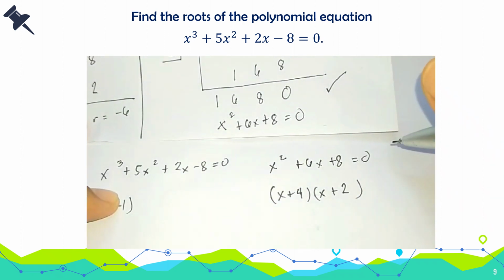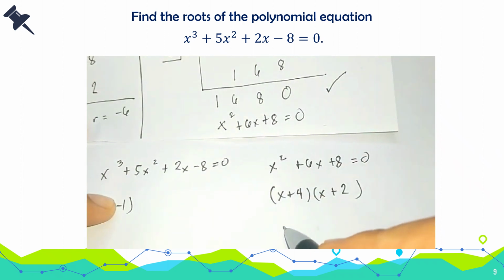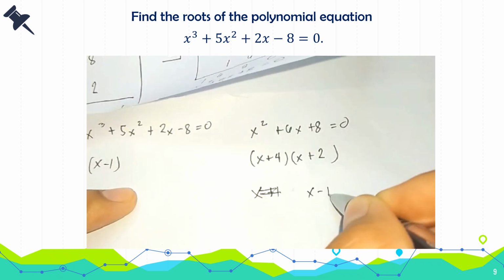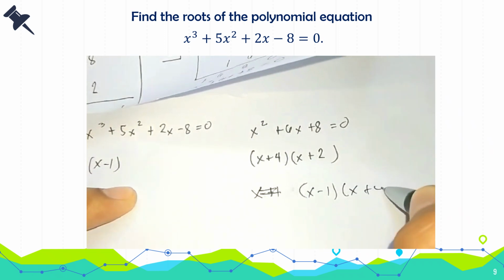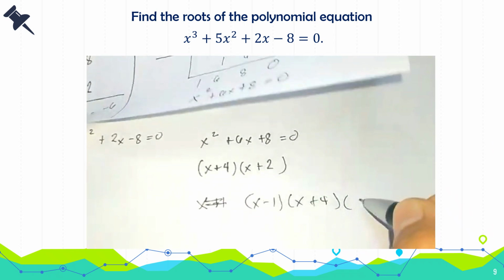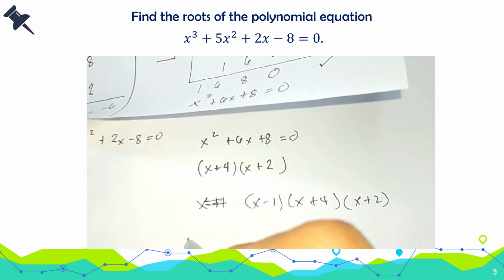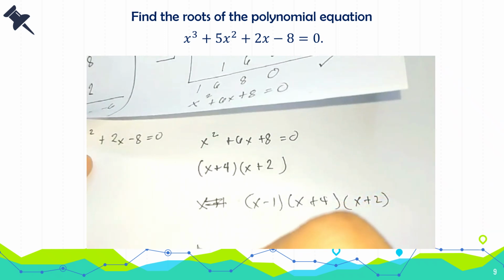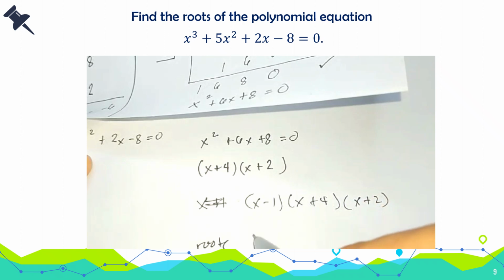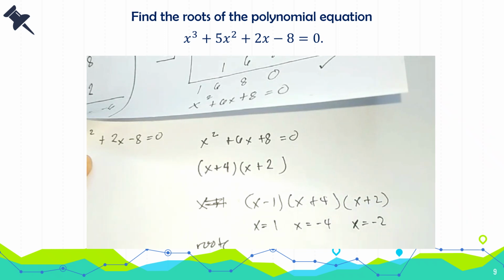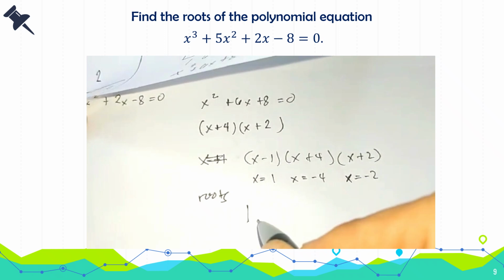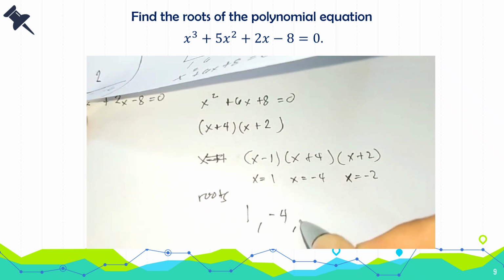Now listing all the factors, we will have x minus 1, x plus 4, x plus 2 as the factors. So the roots will be, this will give us 1, negative 4, negative 2. The roots will be 1, negative 4, and negative 2.